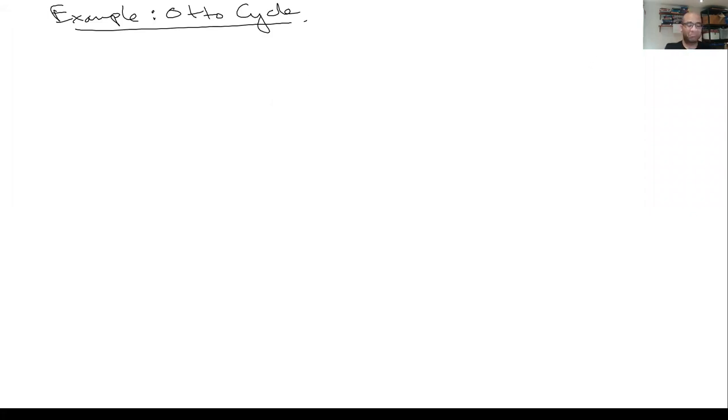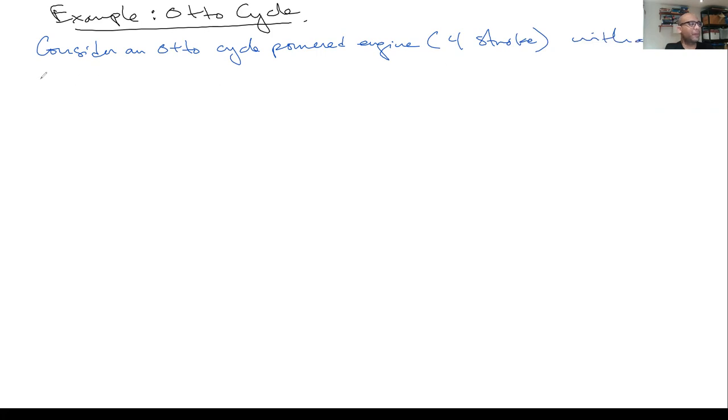Okay, so consider an Otto cycle powered engine. This is a four stroke with a compression ratio of R equal to, what did I pick? 10. So the ratio of the large volume to the small volume is a factor of 10. So if you start at 1 liter, you end up at 0.1 liter.